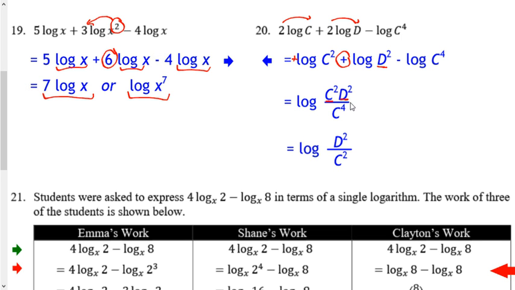Because we have a negative in front of this log c to the fourth, this c to the fourth ends up in the denominator. But then we can simplify because we have a c squared and a c to the fourth. Since we have the c to the fourth in the denominator, when we reduce, I could just think of this as being a c squared times c squared. The c squareds cancel out and I'm left with a c squared in the denominator, and here is my final answer.